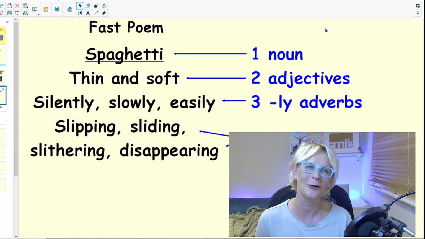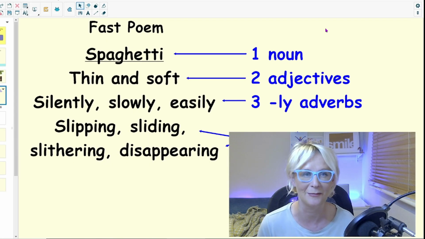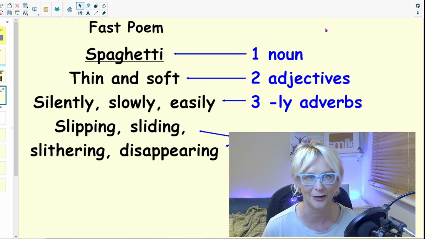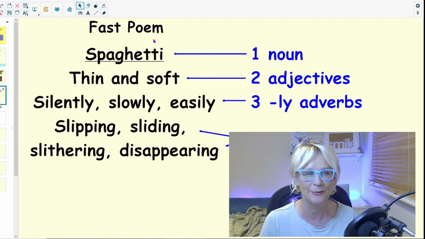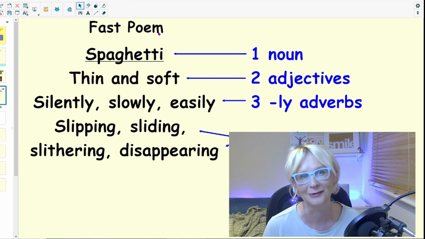But let's have a go making a poem then with some of these adverbs. We've had a good practice of them, so I think we'll be able to do it. So I call this a fast poem. How it works, it's a really simple way actually to make a really good poem.